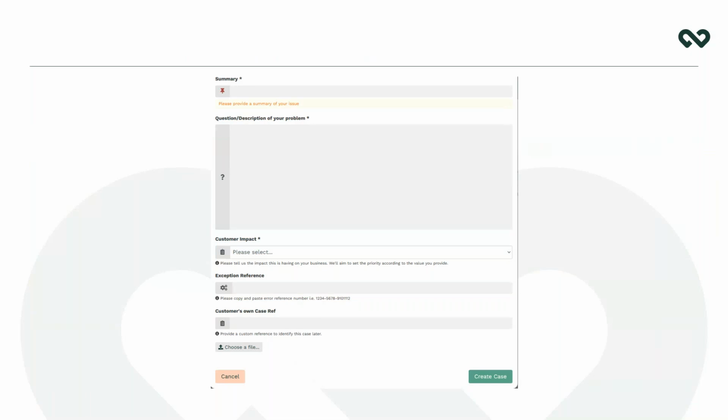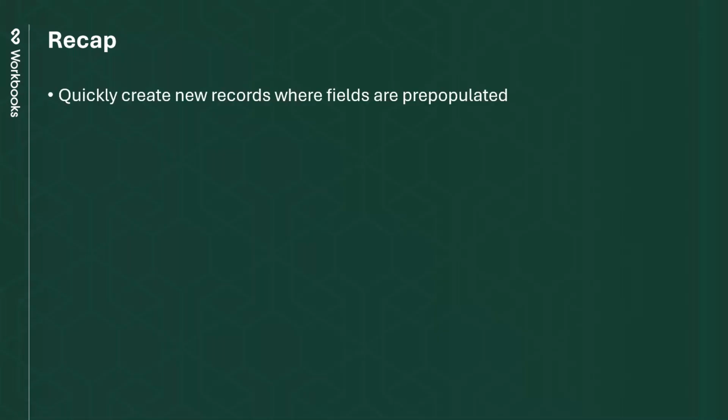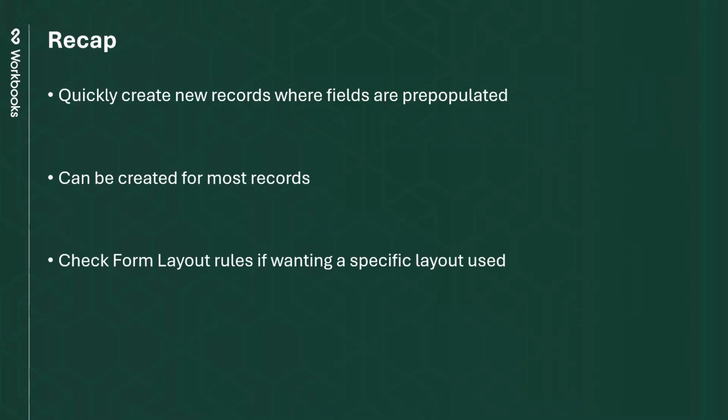But let's recap for a record template. Record templates allow you to quickly create new records where you have pre-populated fields, and they can be created for most records. Obviously, with record templates, you can also tie them in with form layouts so that you can create a new record that uses a specific layout. You just need to make sure that you check out what the rules are for that layout before doing it.